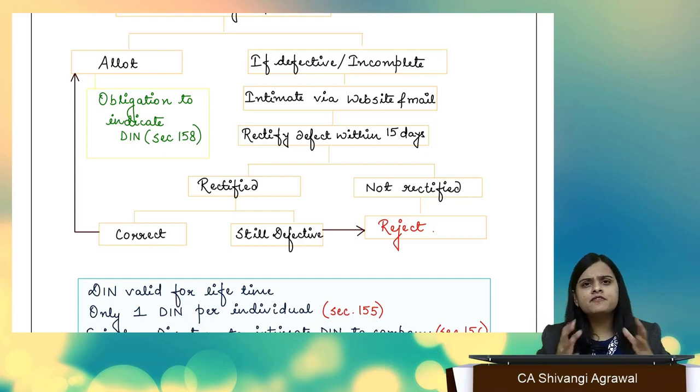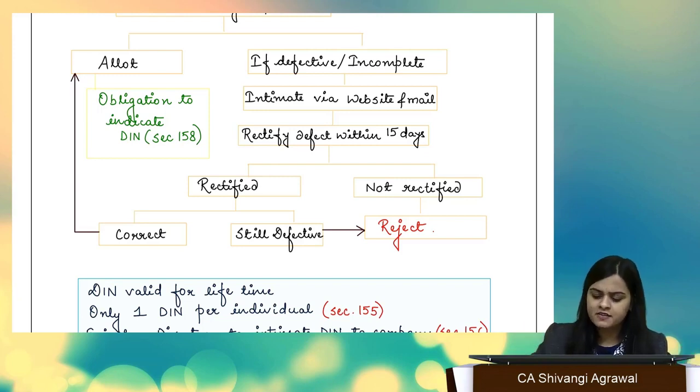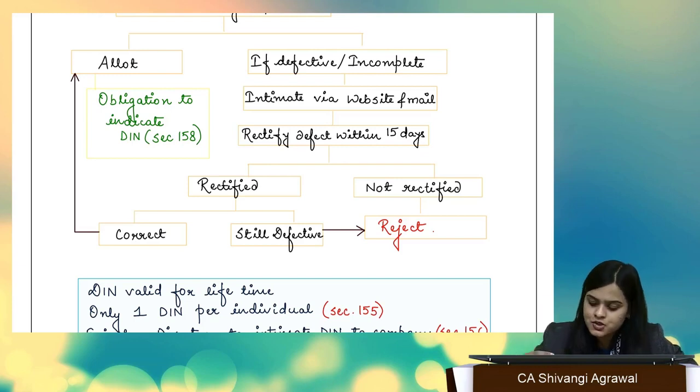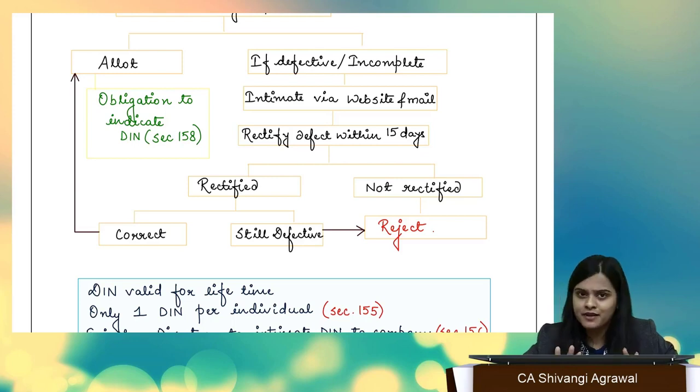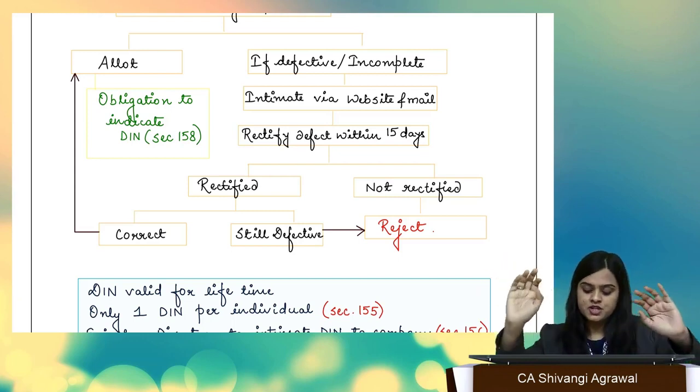If the central government finds that your application is not defective, then what are they going to do? They are going to allot you the DIN. But if they find that your application is defective, then they are going to intimate you via mail or via the website, and you have to rectify the defect within 15 days. If the defect is rectified, you can be allotted DIN, and if you do not rectify it, the application will be rejected.